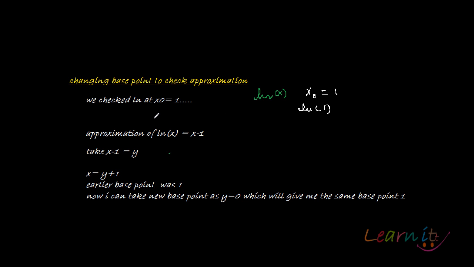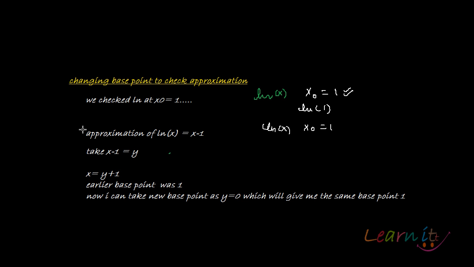Now, I can always change my base point. My base point here was x0, which equals 1. Now, I want to probably check it at another base point. What would that base point be where I could check the natural log function itself? Checking natural log x at x not equal to 1 gave me the following approximation.